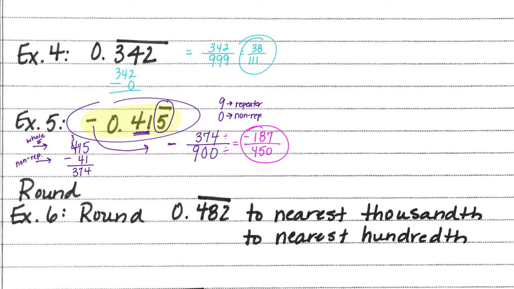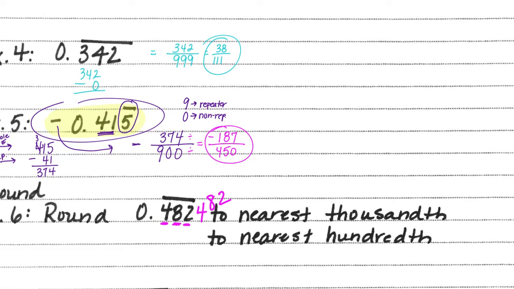All right, let's see if you guys can round. Round 0.482 repeating to the nearest thousandth. So we do have to review. If this is tenths, hundredths, thousandths, the next number would be 4. So if I rounded this to the nearest thousandth, I would have 0.482 because it would not round up. To the nearest hundredth, it doesn't look like that one would round up as well, but we would only show 2 of the numbers.